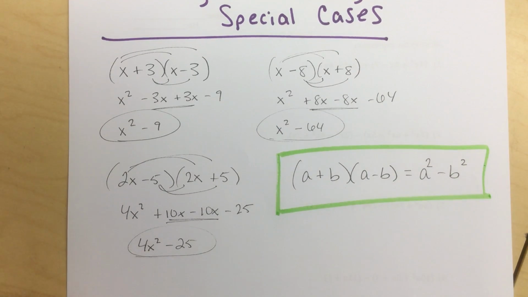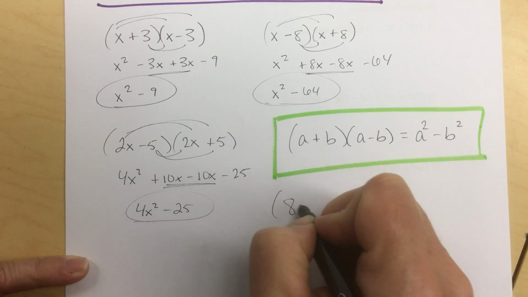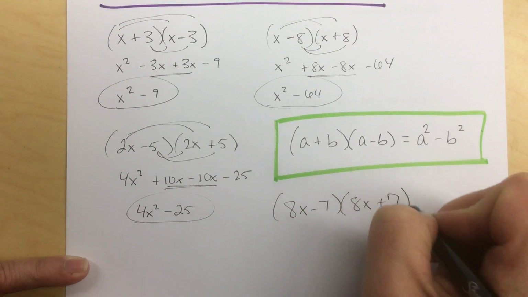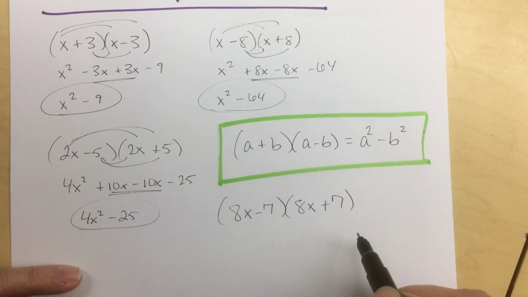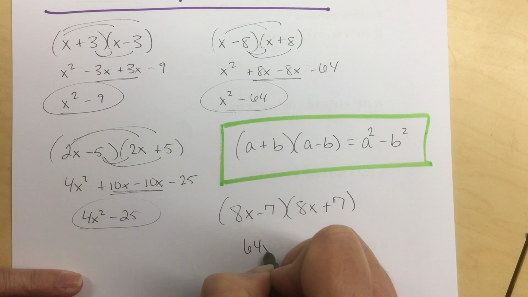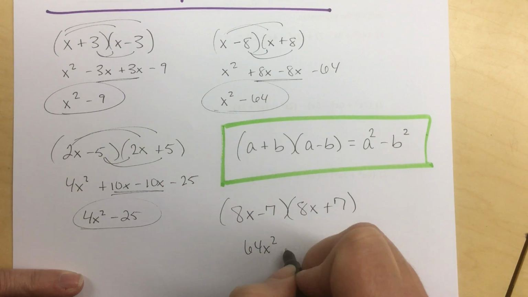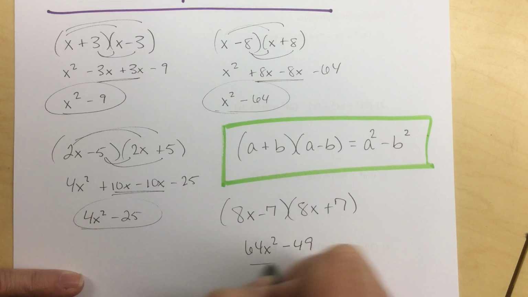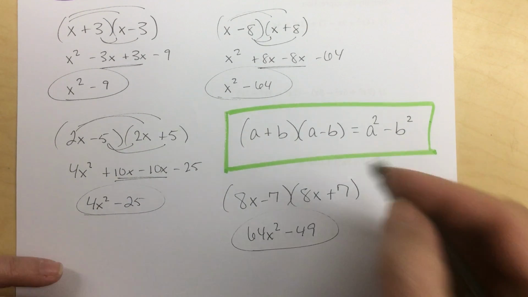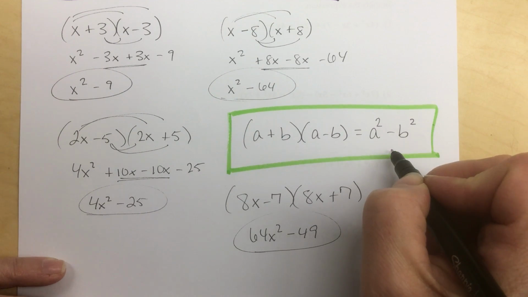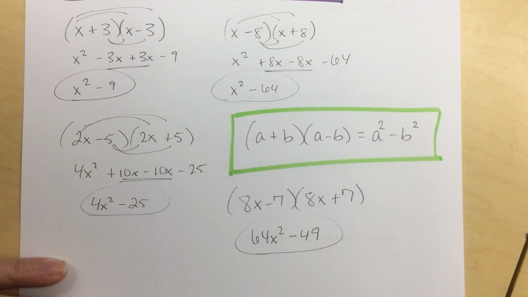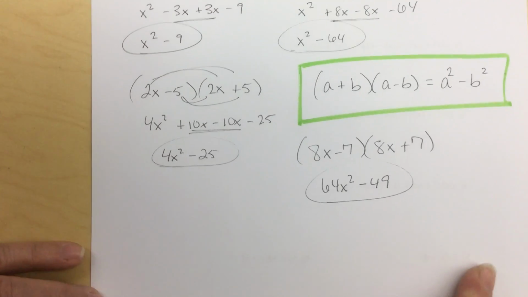Okay, and so if I give you 8x minus 7 and 8x plus 7, you're going to just recognize, oh, that fits that pattern. So 8x and 8x gives me 64x squared. 7 and 7 is 49, so it's minus 49, and that's your answer. Okay, so now we're going to go backwards. When you go from this side to this side, you're multiplying. But when you have something that looks like this and you go backwards, you're factoring. So this is really two shortcuts.